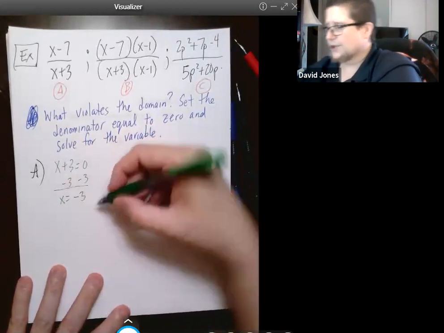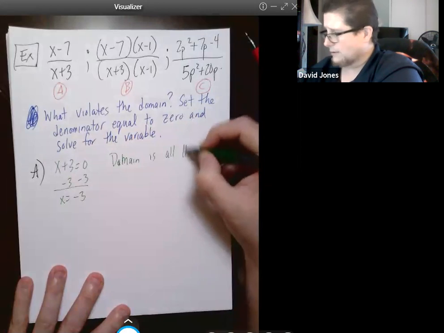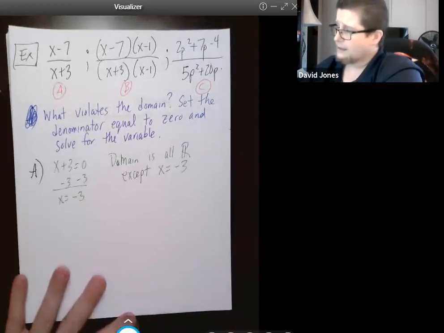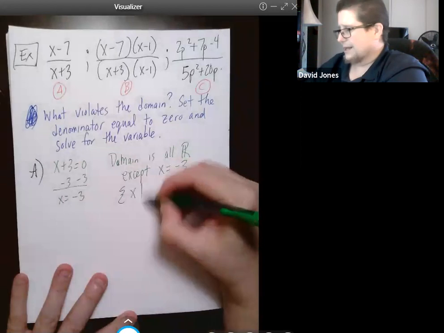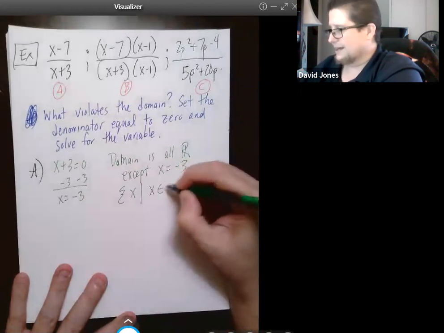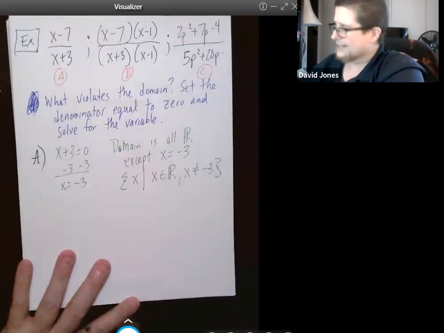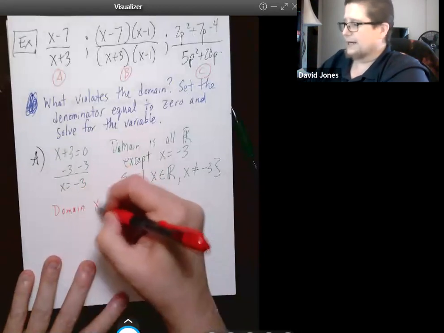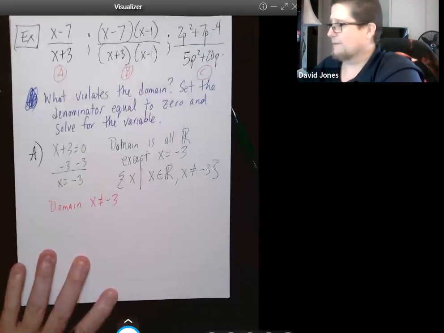That violates the domain. So the domain is all real numbers except x equals -3. And they like to say stuff like this, in set builder notation, all values x such that x is in R, x does not equal -3. That's a long, tedious way of doing it. It's easier just to say domain x cannot equal -3 and good to go. Most people are satisfied with something like that. This is the math jargon.